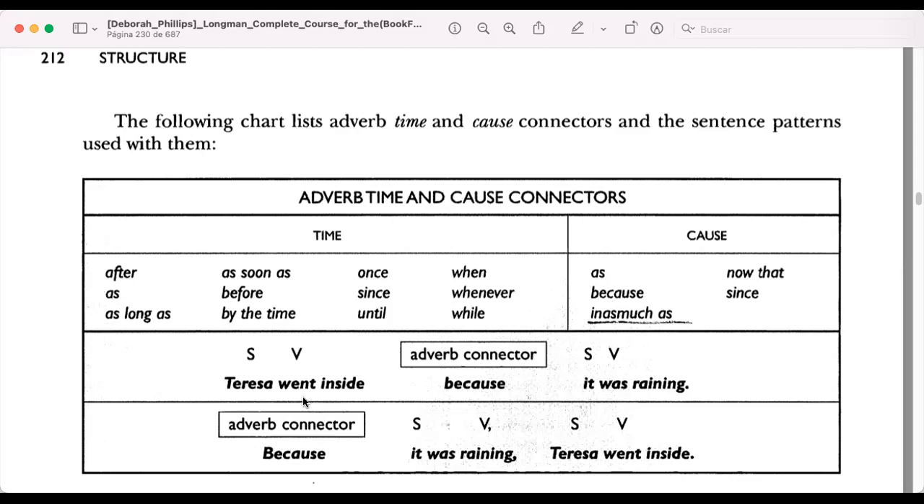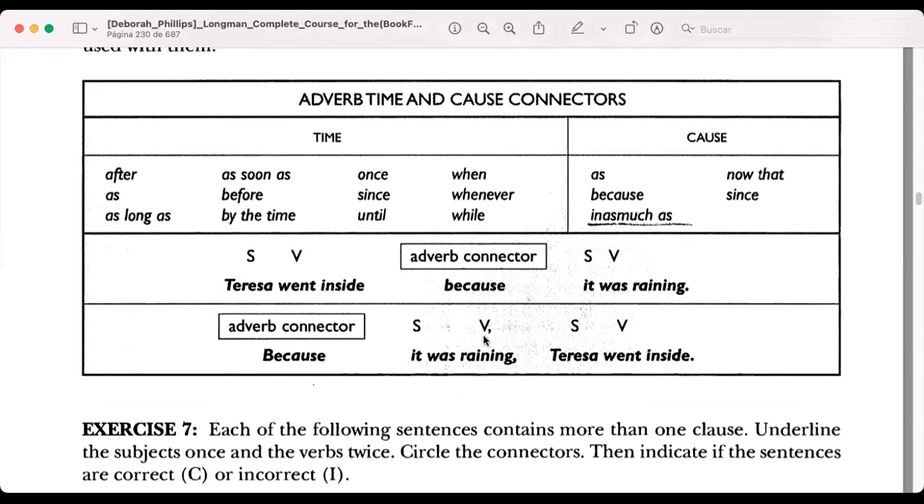And cause connectors will be like this, it's the same, be careful, okay? Because it could be adverb time. As, because, inasmuch as, now that, since, okay? And let's see if we move the order of the sentences, okay? Teresa went inside because it was raining.